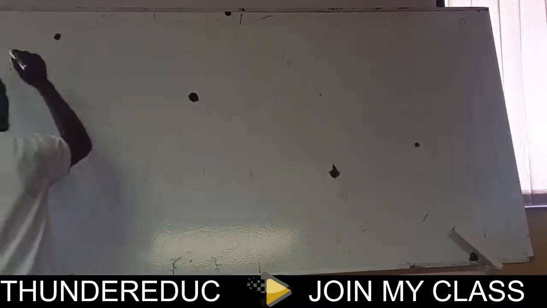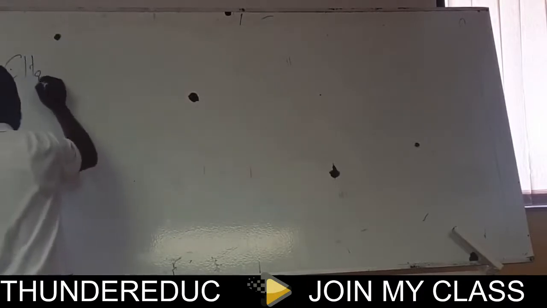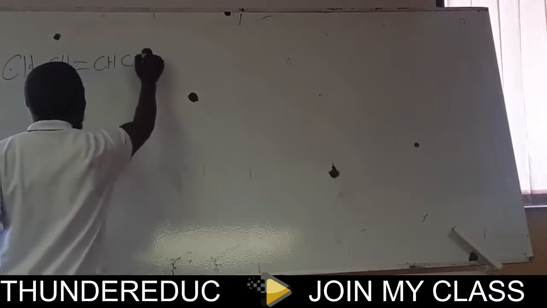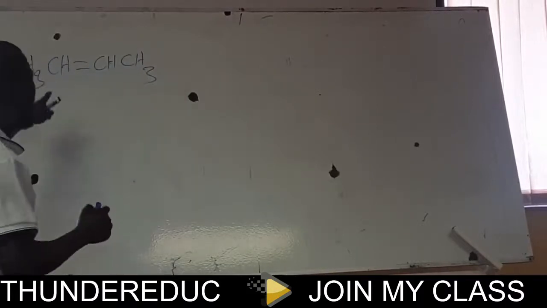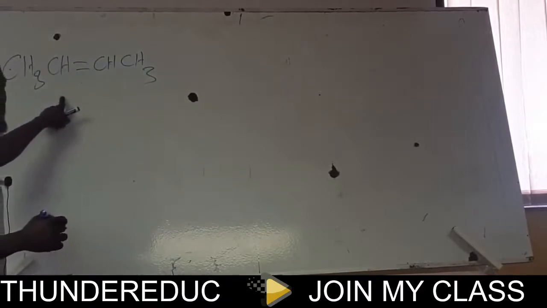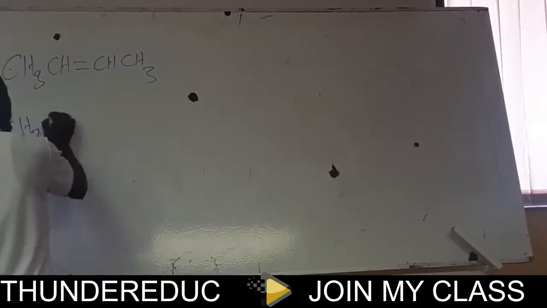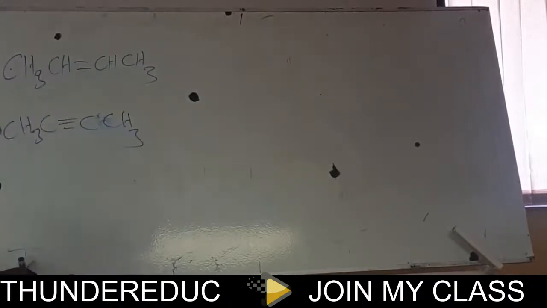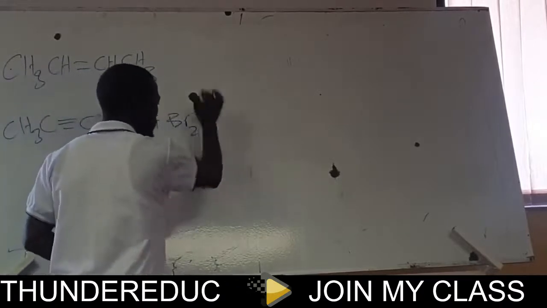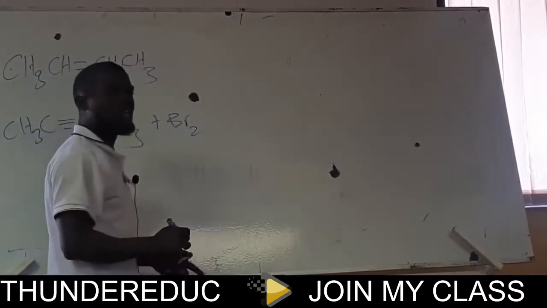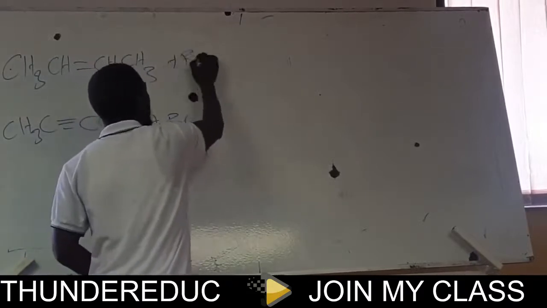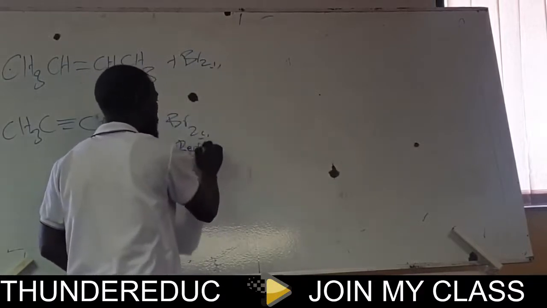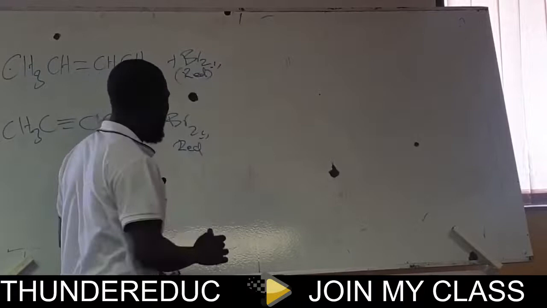If you have, for example, CH3, CH double bond, CH3, that is an alkene. Even if it is CH3, C triple bond, C, CH3. I add bromine water. Remember, bromine is a diatomic molecule. Plus, this is a liquid. It's red in color. You understand?